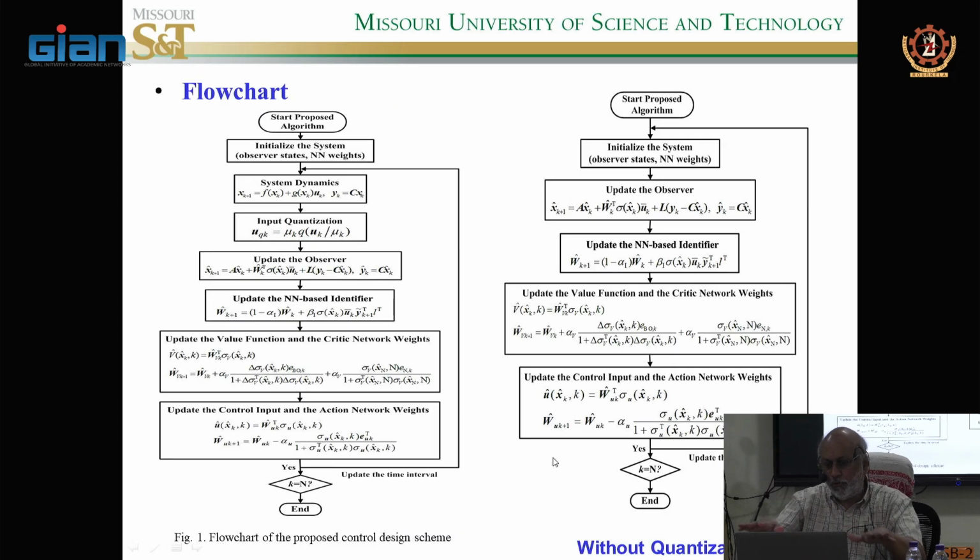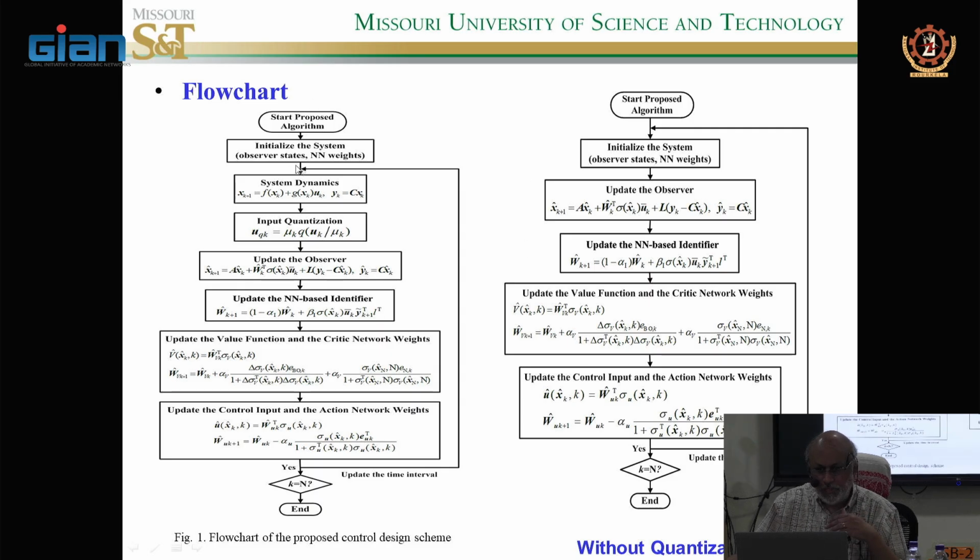So now you have two flowcharts. One flowchart is with the actuator saturation and input quantization. On the right hand side, there is no quantization. Okay, and there is no actuator saturation. But both use the observer. Both use the observer and the identifier.